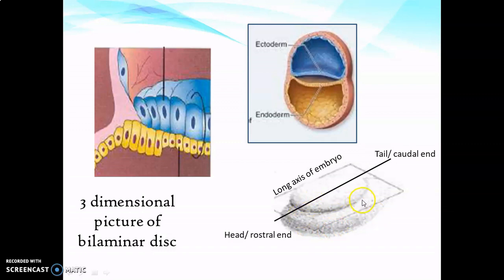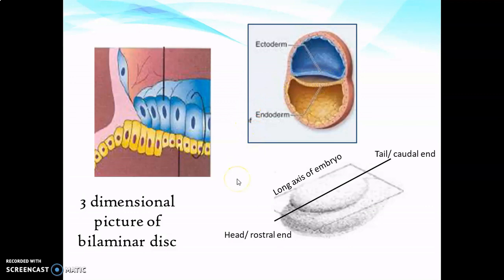And by formation of the bilaminar disc, one more important point to be noted is that the long axis of the embryo is established. That is the head to tail axis of the embryo. Here this is the head end or rostral end, and this is the tail or caudal end. Here in this cut section also you can appreciate the bilaminar disc two-dimensionally with ectoderm and endoderm, and amniotic cavity above and secondary yolk sac below, roofed by endoderm.